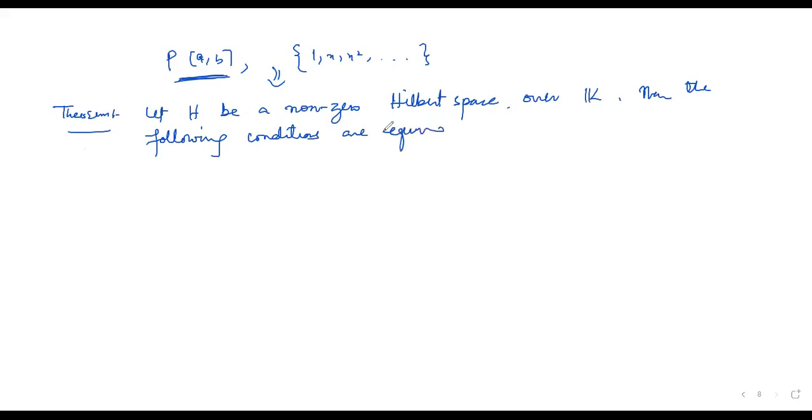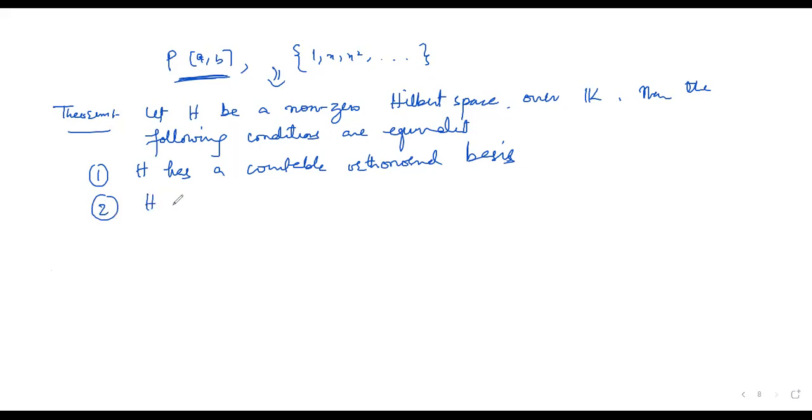Are equivalent. First, H has a countable orthonormal basis. यानी इसका सबसे बड़ा जो ऑर्थोनॉर्मल सेट हो सकता है वो काउंटेबल हो सकता है, जिसको हमने कहा कंप्लीट ऑर्थोनॉर्मल सेट, और मैंने कहा था उसको ऑर्थोनॉर्मल बेसिस भी कह सकते हैं। Second, H is linearly isometric.